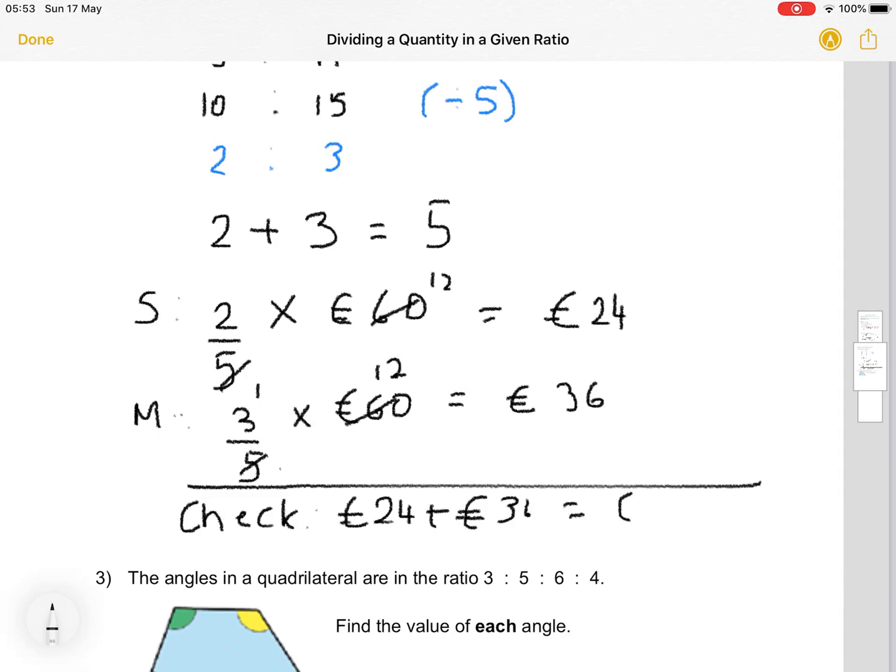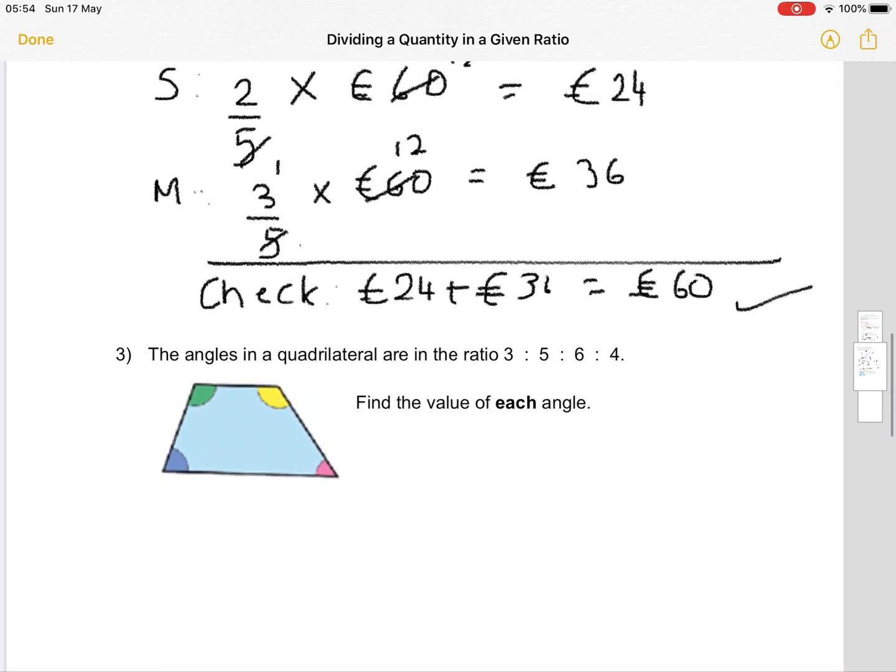And I end up with a total of 60 as I was given before. Okay, so my answer is correct, all right? If you need to simplify, it's important to simplify the ratio itself so that you won't end up working with large numbers, okay?